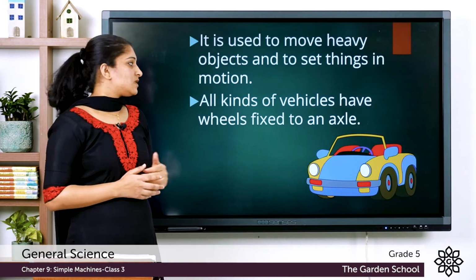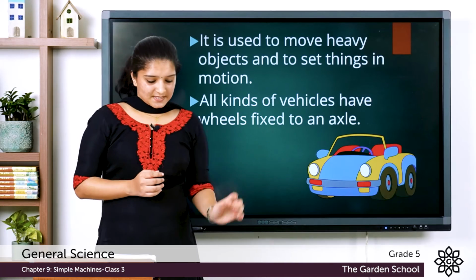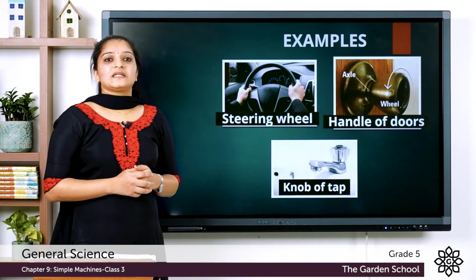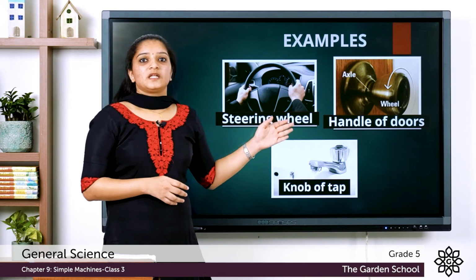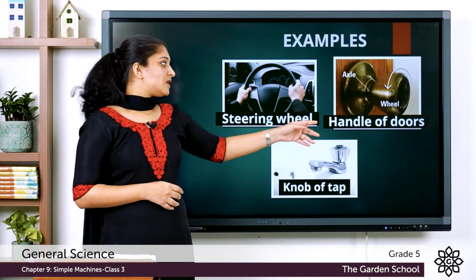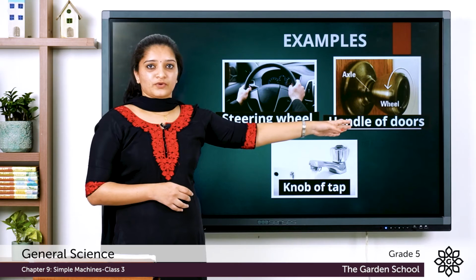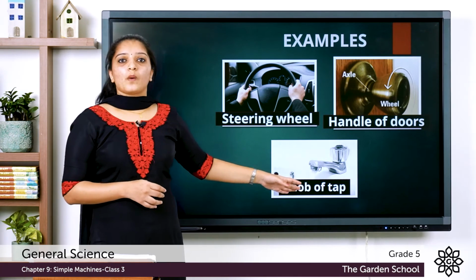All kinds of vehicles have wheels fixed to an axle. Now, let's see some examples for wheel and axle. The first one is the steering wheel in vehicles. The second one is the handle of doors, and the third one is the knob of a tap.